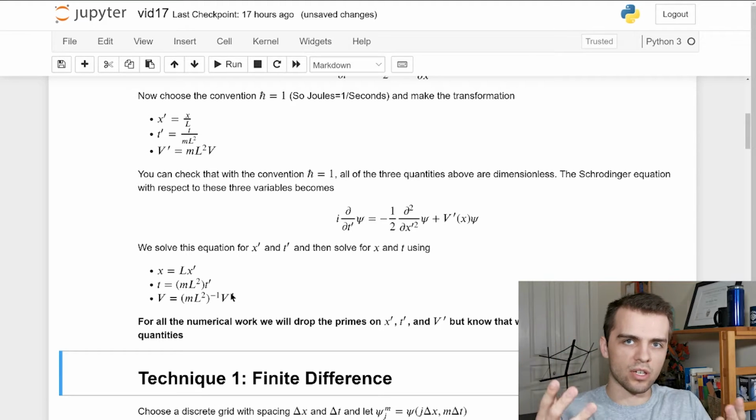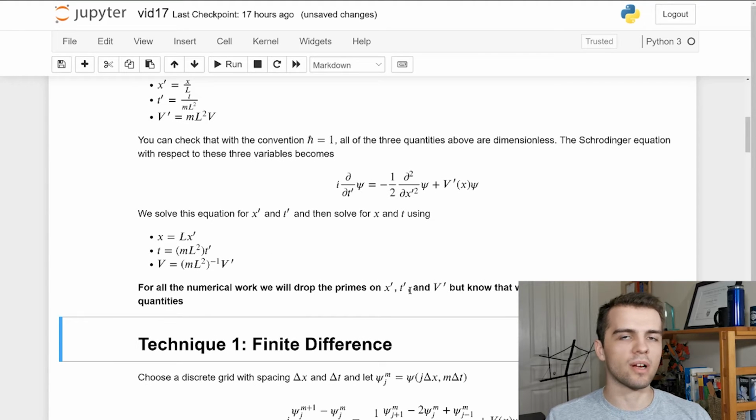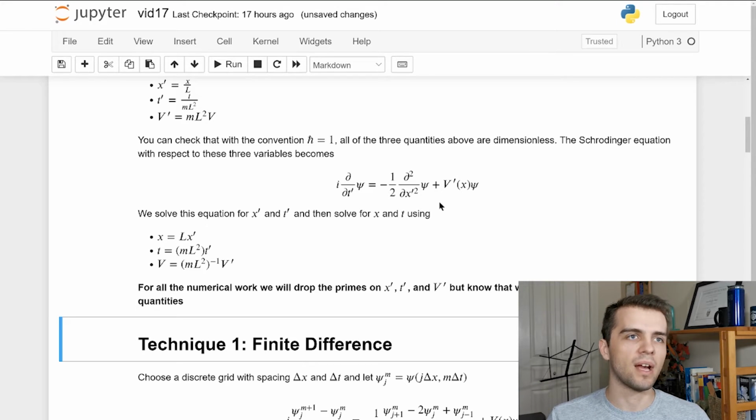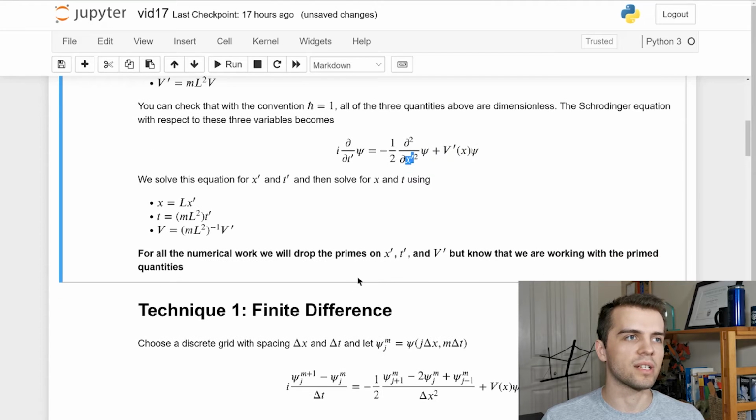And so we solve it using our dimensionless quantities, and then we can compute whatever quantities we want at the end. But I should note, for all the numerical work, I'm not going to be working with the primes. I'm going to drop all the primes when I'm coding, right? Because it's annoying to carry around these primes everywhere. But you should know that I'm working with the primed quantities when I'm coding. But of course, they're the dimensionless quantities.